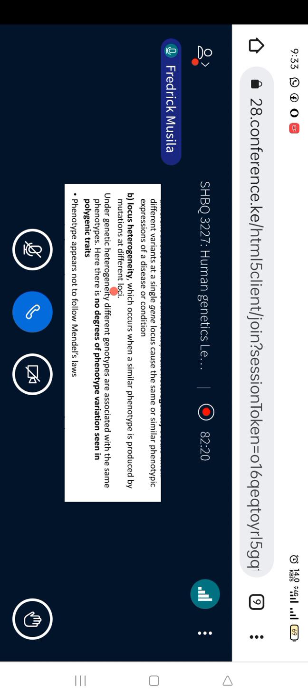For example, a locus in chromosome 11, another gene in chromosome maybe 16, they all determine the same phenotype. That is locus heterogeneity. But now this is where the difference is. How does locus heterogeneity differ from polygenic traits?